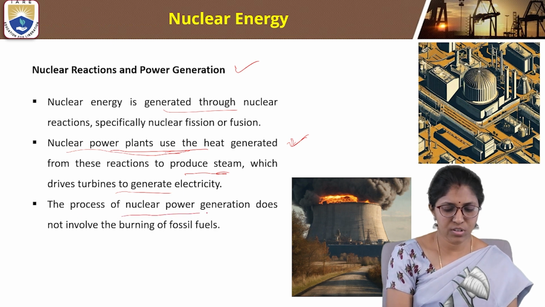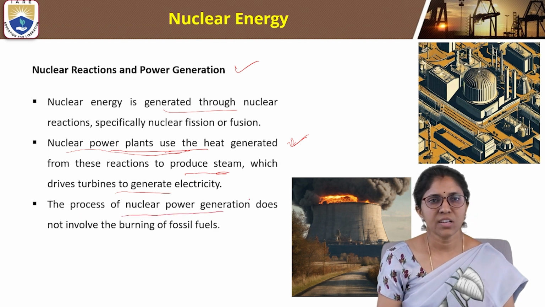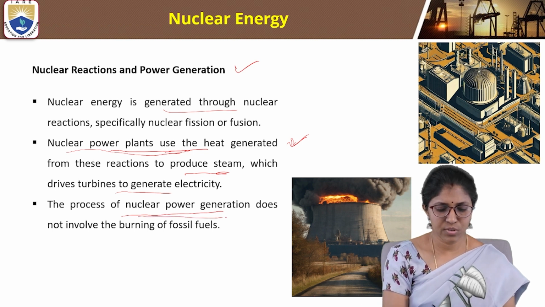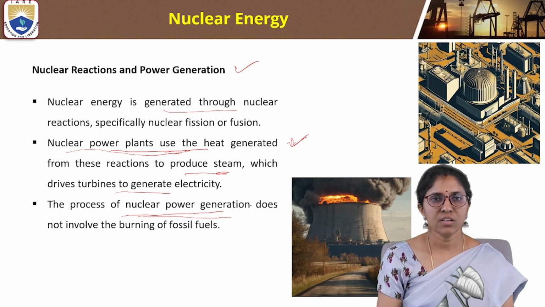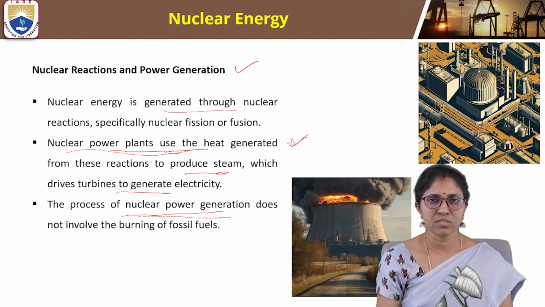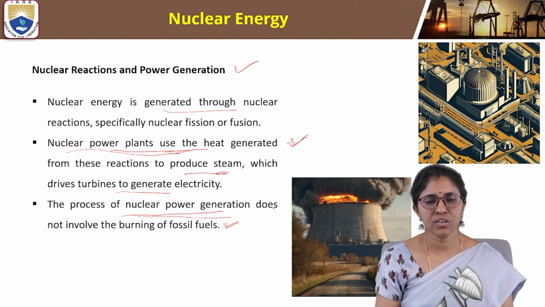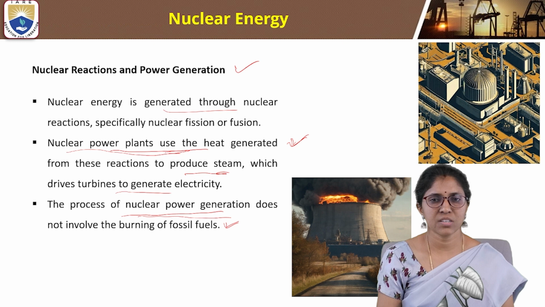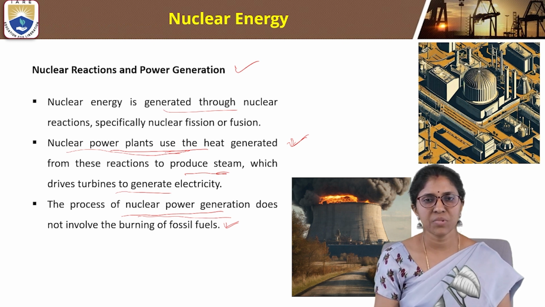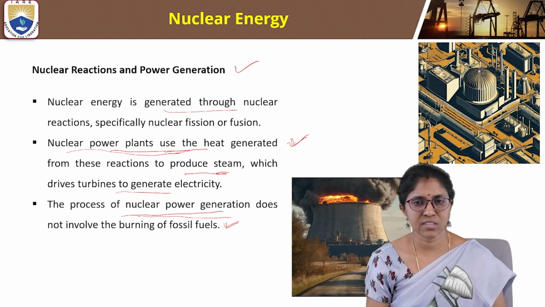The process of nuclear power generation does not involve the burning of fossil fuels; it involves nuclear reactions. By nuclear reactions, we get heat energy, and that heat energy is used for the production of steam and finally the production of electricity.